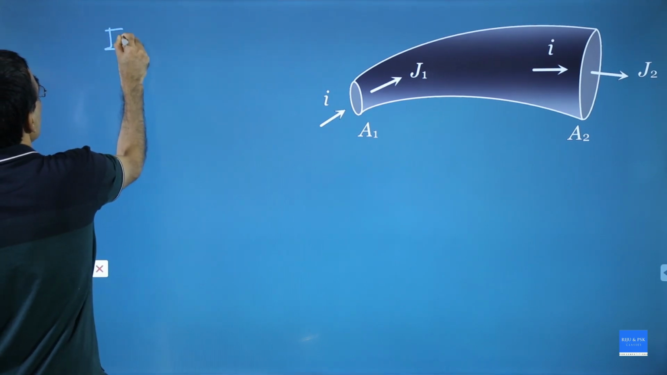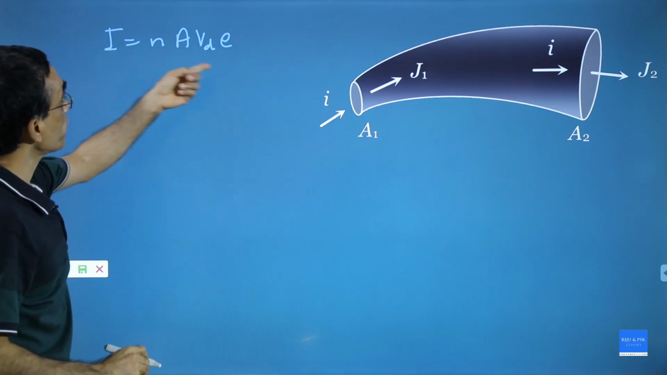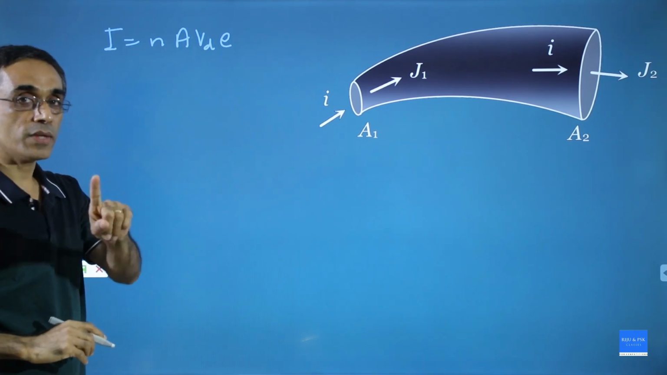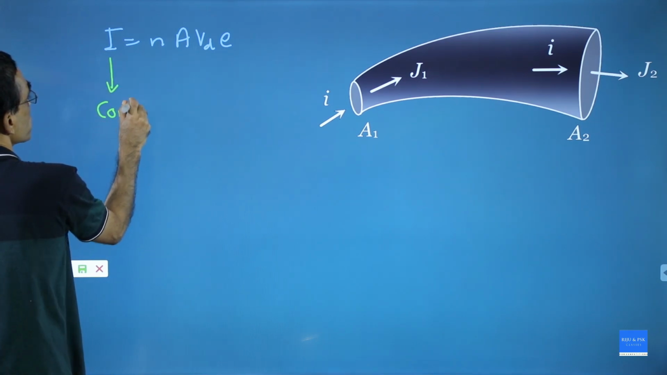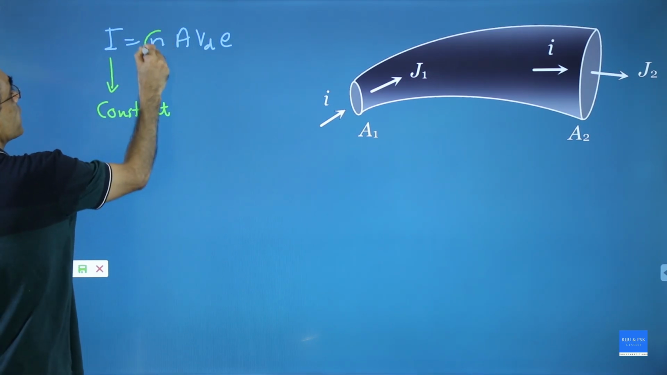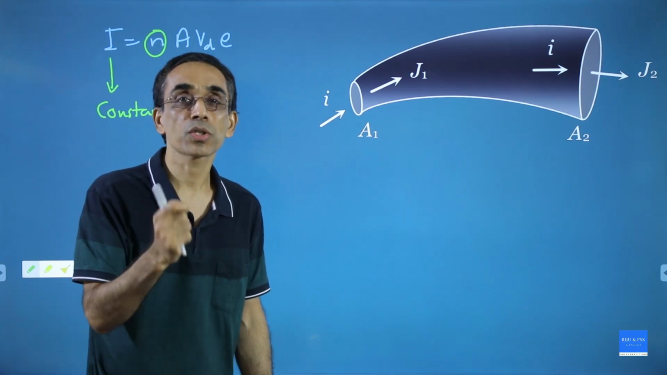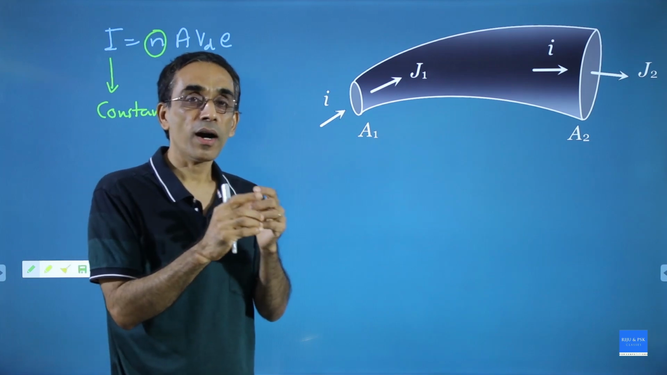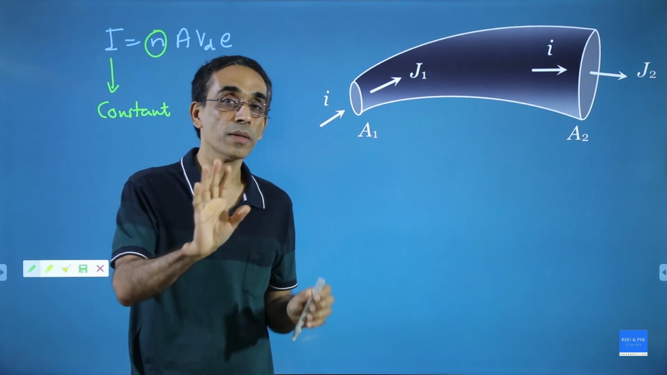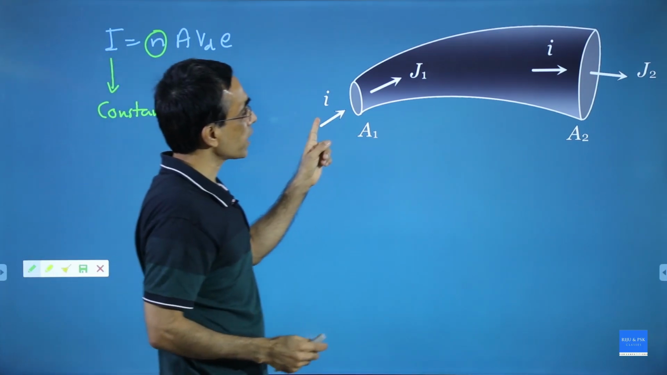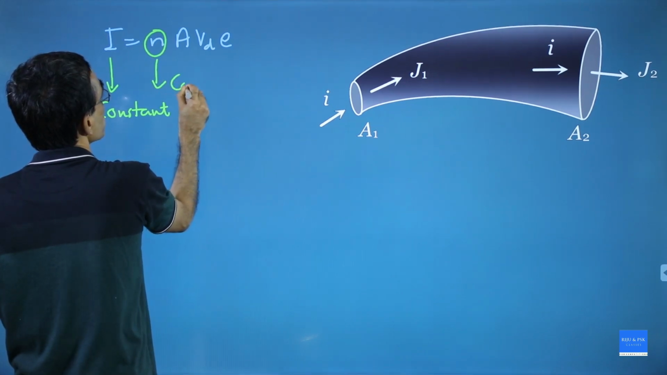Write this equation, I equal to n A v_d e. Identify the constants in this equation. It is given that current is constant. What is n? n is the number density of electrons, and the number density of electrons depends on the nature of the material. Copper will have a high number density of electrons, but plastic will have a low number density of electrons. So this is a feature of the material. If it is the same material here and there, then n is again constant.